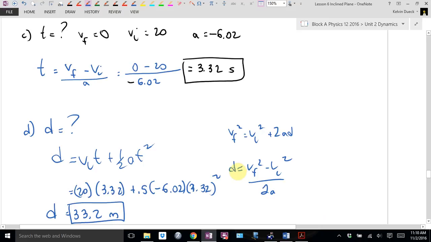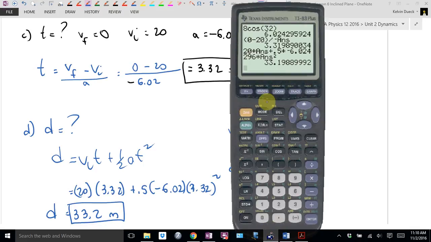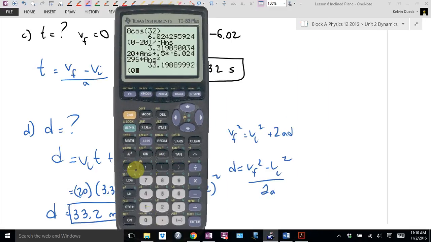If you did it using this equation, you would get 0 squared minus 20 squared, all divided by 2 times negative 6.02, and you also get 33.2. We've rounded off differently, but same answer. Which one's right? If I'd asked you part D without using part C, I would have used this method. If I had time, I'd probably use d equals VIT plus a half AT squared, because the D is already by itself and I'm lazy.